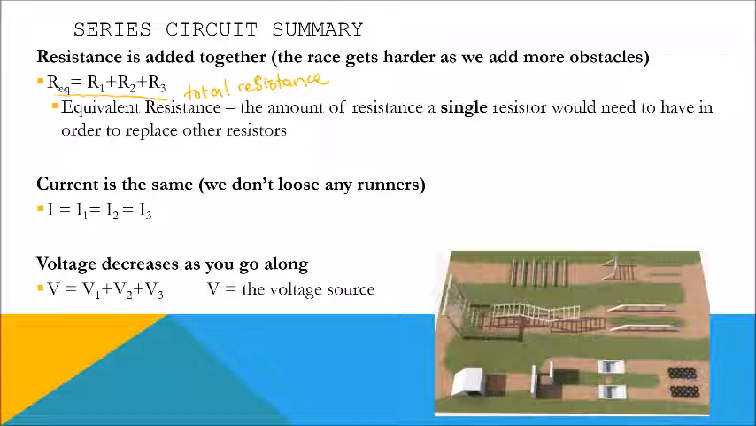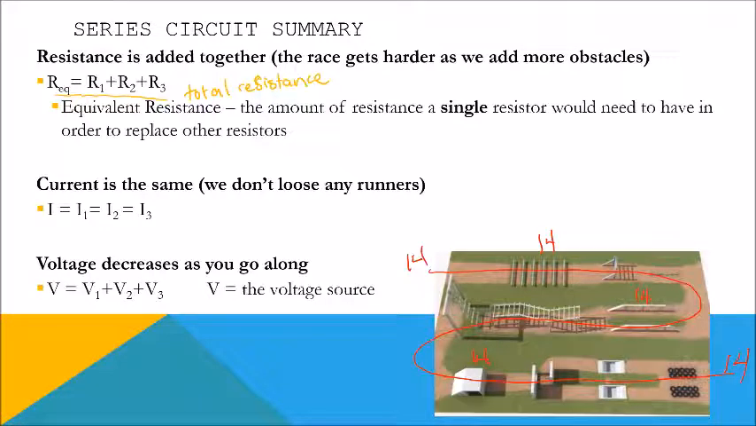In series, the current stays the same, which means we don't lose any runners in the race. If we have 14 runners start the race, 14 runners have to go through this obstacle, 14 runners through this one, 14 runners through this one, and then we have to have all 14 runners come out the other side.